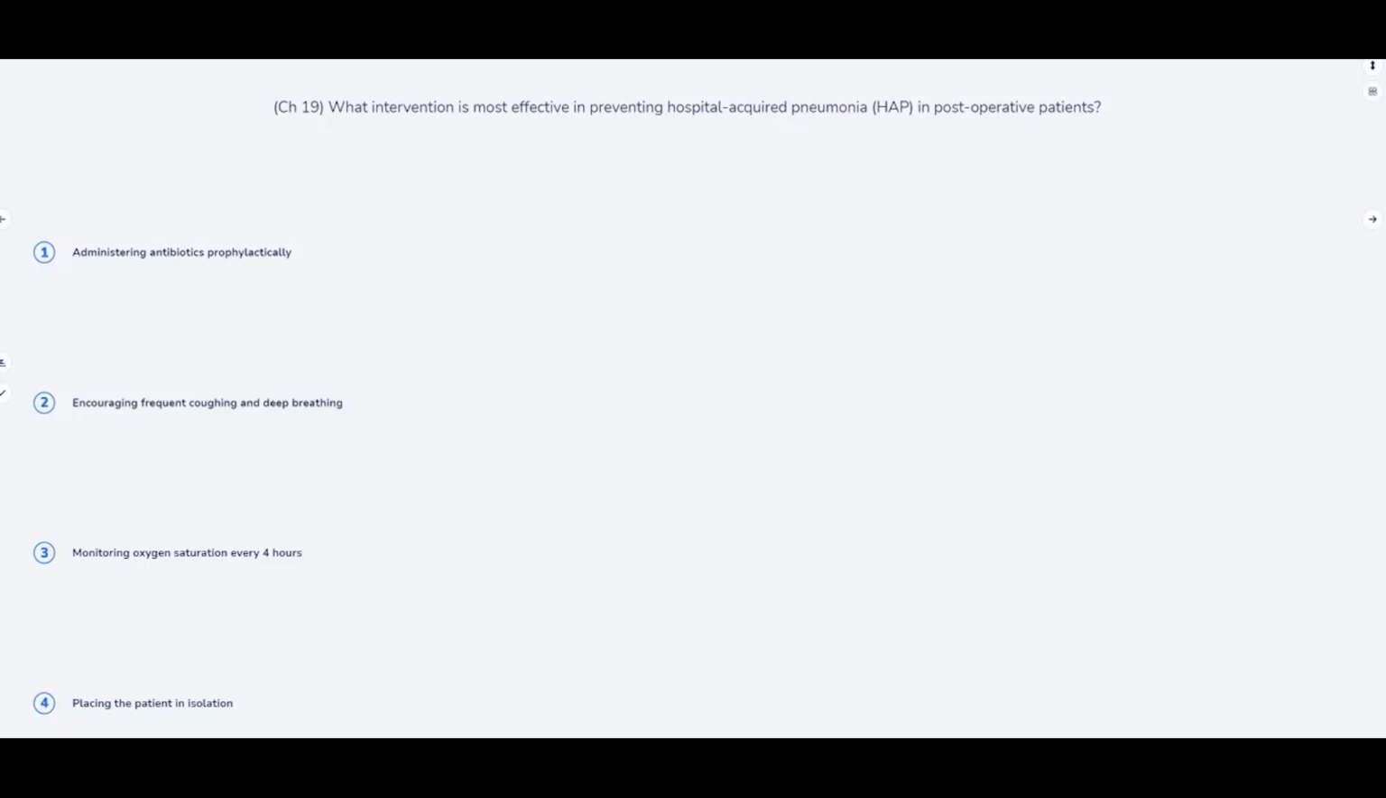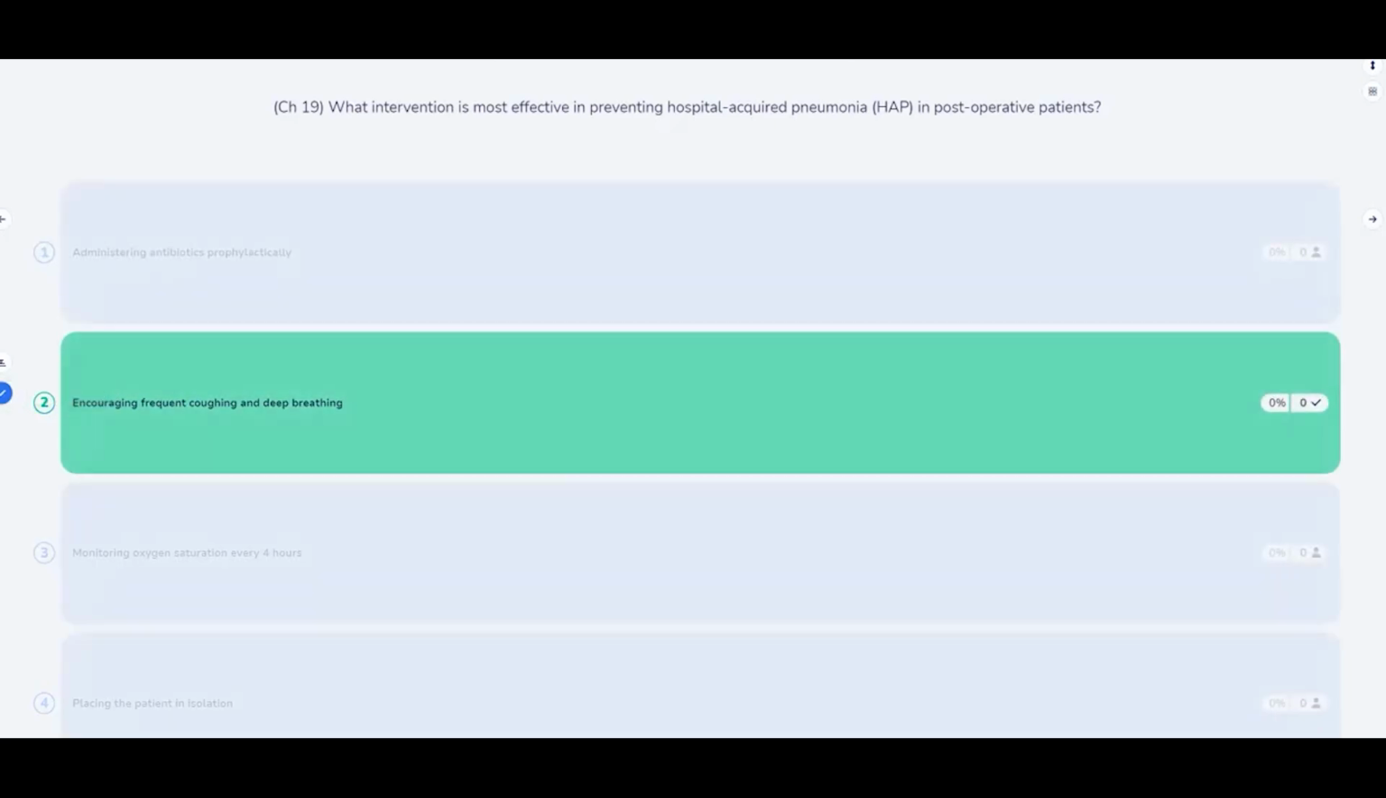So hospital acquired pneumonia is a big deal for us in healthcare. What's most effective in preventing hospital acquired pneumonia, especially in a post-op patient? Give you a second to answer. This one's pretty easy. We already talked about it. Incentive spirometry, ambulation, encouraging deep breathing, preventing the development of atelectasis, which then commonly leads to pneumonia or vice versa.